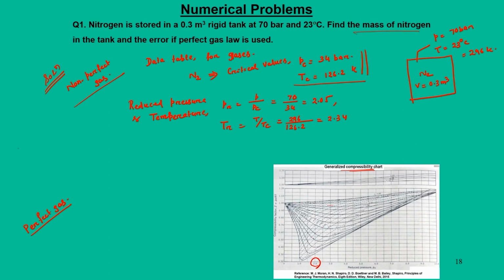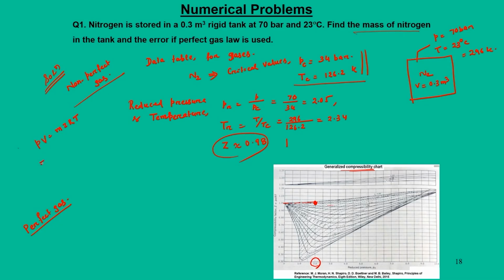So, if you go along this vertical, the TR line will stop somewhere here, and if you drop a horizontal line onto this, then we can read off the value of Z, which is approximately 0.98, or we can say it is close to 1. Putting this in, we can write the main equation for a non-perfect gas. We say PV is equal to m Z R T.